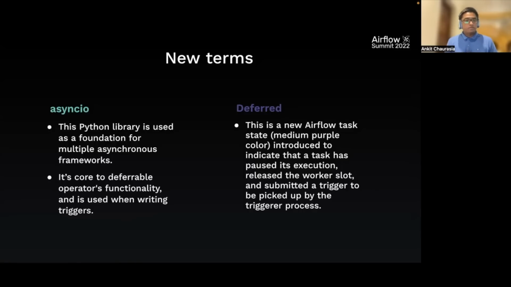The next important concept is deferred. This is a new Airflow task state, which is represented by medium purple color in the Airflow UI. I'll showcase that in the demo section of the presentation. This has been introduced to indicate that the task has paused its execution, released the worker slot, and submitted a trigger to be picked up by the triggerer process.